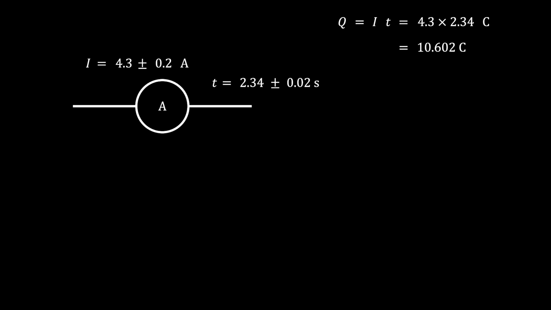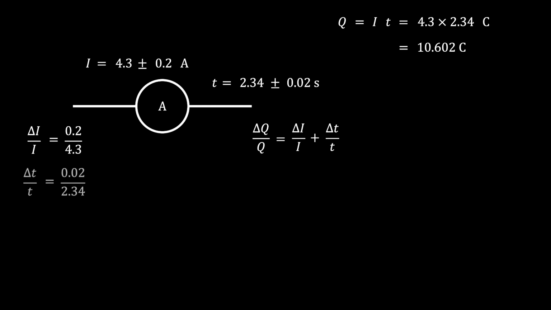To get the uncertainty denoted as delta Q, we use delta Q over Q equals delta I over I plus delta T over T, where delta I over I is equal to 0.2 over 4.3 and delta T over T is equal to 0.02 over 2.34. And if we substitute, we have delta Q over Q equals 0.2 over 4.3 plus 0.02 over 2.34.